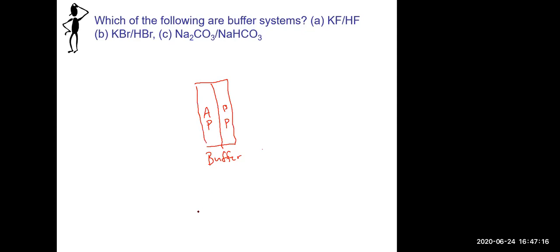Now, if we take this buffer and we add some acid to it, what we saw is we're going to have to use up some of the base part of the buffer to react with the acid we're adding. And what we also saw was when we add the acid, we're actually going to make more of the acid part of the buffer. So in this exaggerated drawing, the acid part of the buffer will get bigger and wider, and the base part of the buffer will start to come down a little bit.